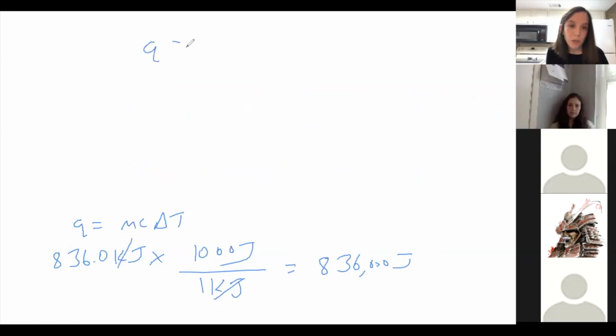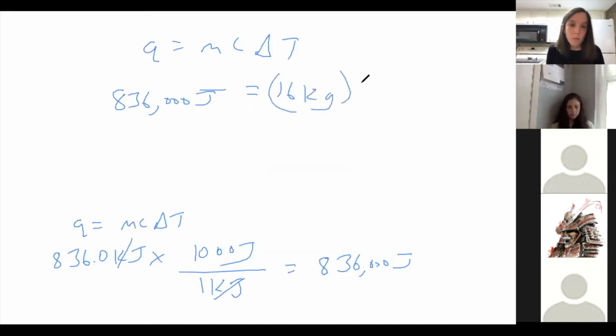Okay, so now we have Q equals MCΔT. We have 836,000 joules for Q. M we found to be 16 kilograms. C for methanol, if you look on page 318, it's 2450. And then we solve for delta T.